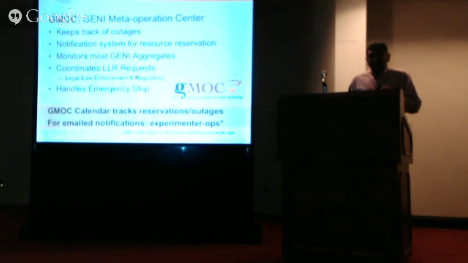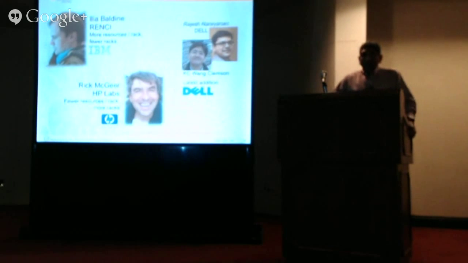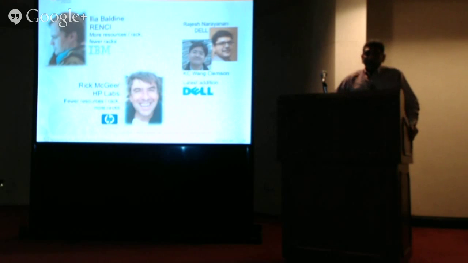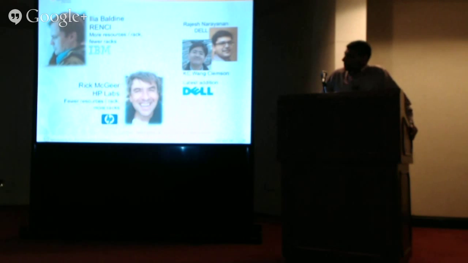I mentioned GENI racks earlier, resources that are being deployed. There are racks from three different vendors. You might have heard of ExoGENI racks. These are racks from the team led by Ilya Baldin of RENCI, which is a research institute in North Carolina. The hardware comes from IBM. There are InstaGENI racks, which are built by HP. I think McGeer is the PI there. And then there are racks from Dell and Clemson.